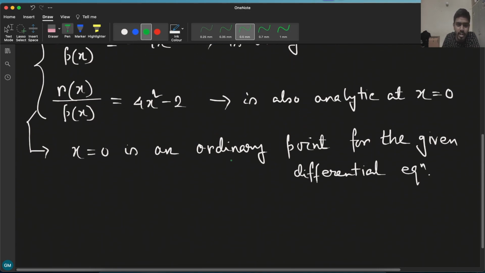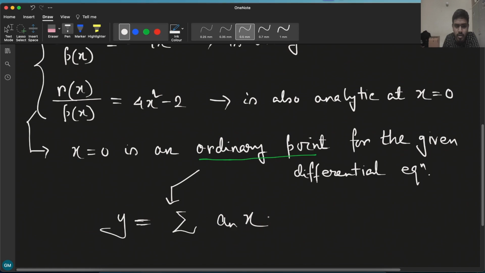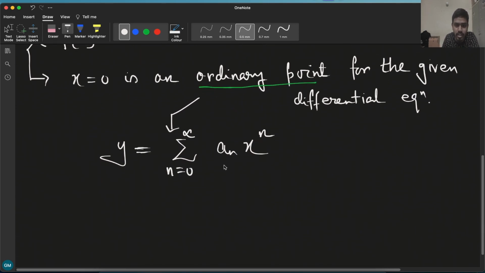As it is an ordinary point, we are expecting the solution as y equals to sum of an times x minus x naught to the power n, and x naught is 0. We are asked to find the power series solution at 0, so x minus x naught to the power n, and as x naught equals to 0, I can simply write it as x to the power n, where n equals to 0 to infinity. Our job now is to find these ans.